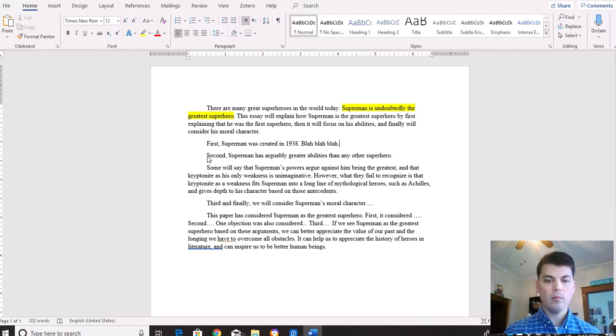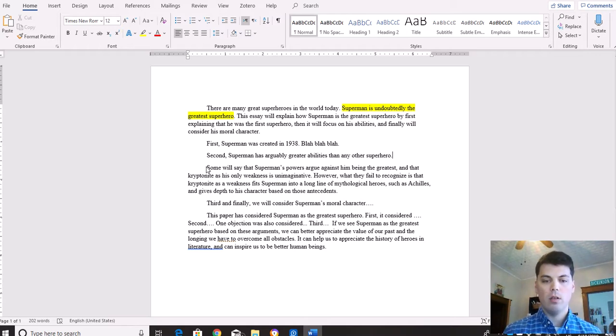Okay? Second, I'm going to say he has arguably greater abilities than any other superhero. So I have arguably there. So I'm anticipating that I'm going to explain why. I might even concede some things. Some people say the Hulk is just as strong, if not stronger. I'm probably going to say something like, well, in the realm of superheroes, since they're fictional, who knows who's strongest? But in any case, he's one of the absolute strongest. He has more abilities than the Hulk has, whatever.